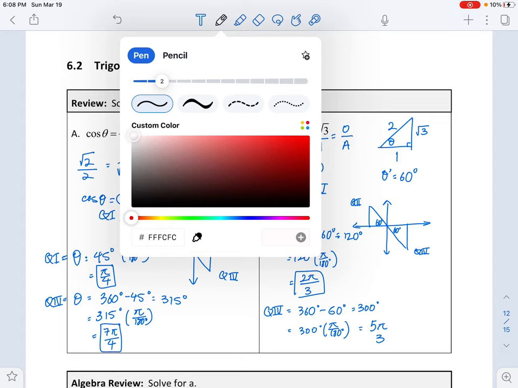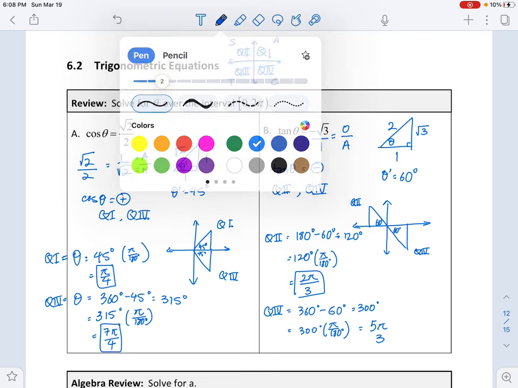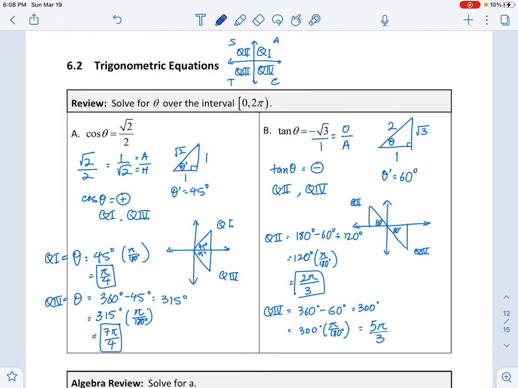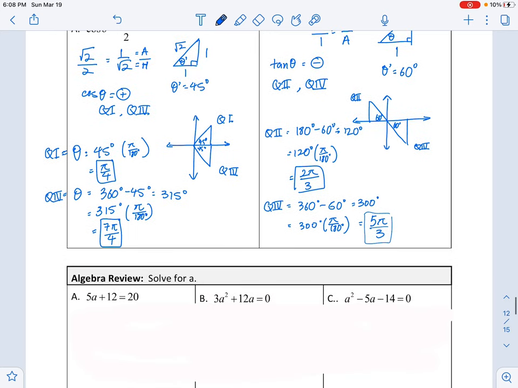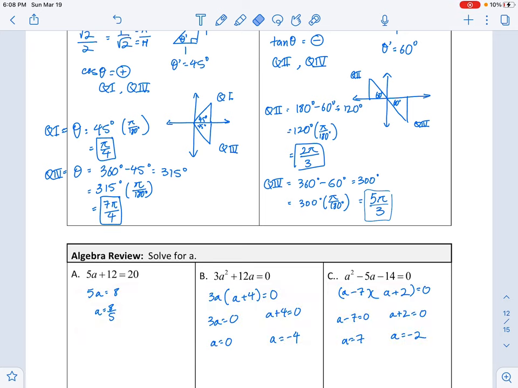Just change that really quick. 5 pi over 3. Okay. So I have my 2 answers, 2 pi over 3 and 5 pi over 3. All right, so with that review, let's do a little bit of algebra review. I want to make sure I know how to solve for a given variable with different methods.